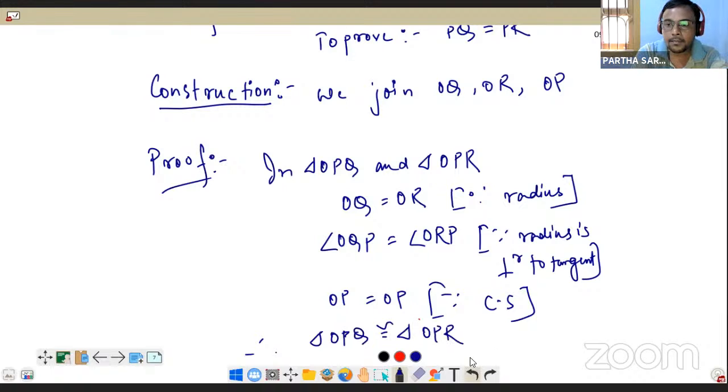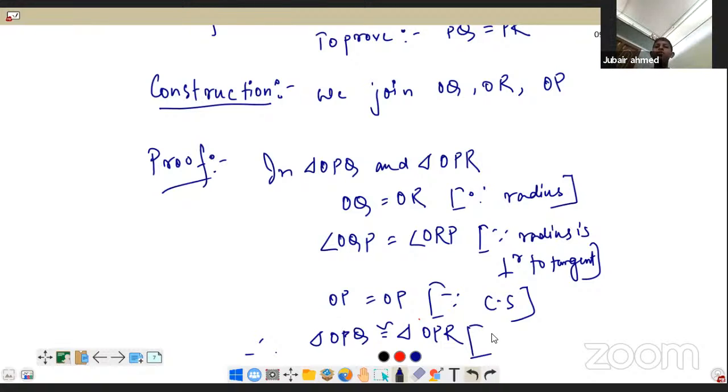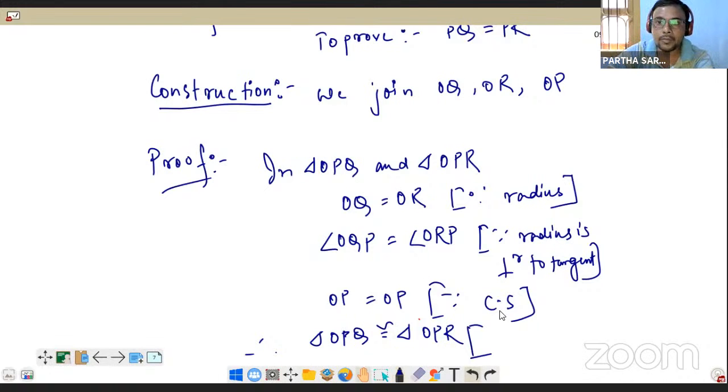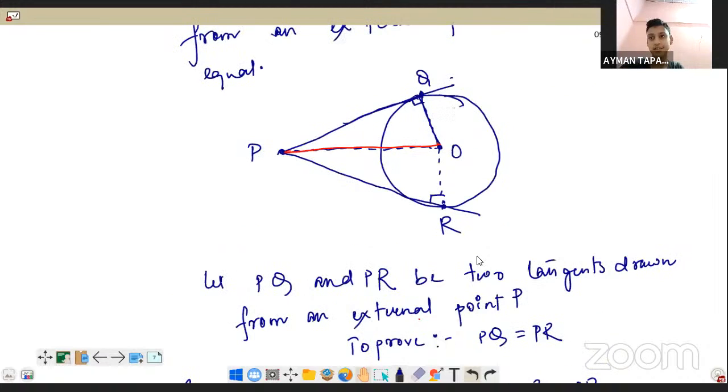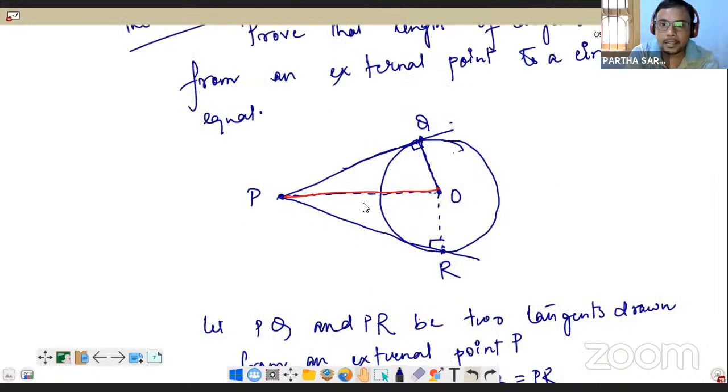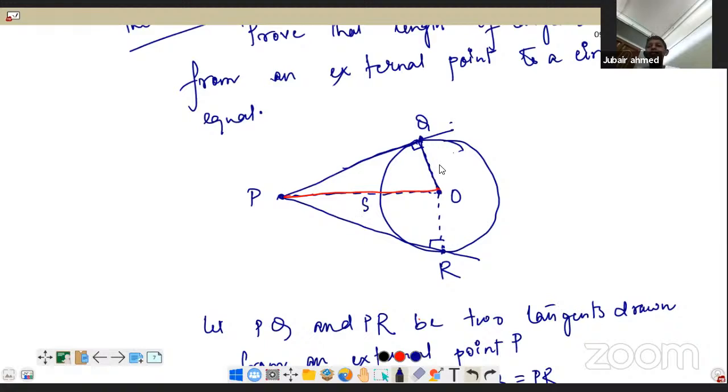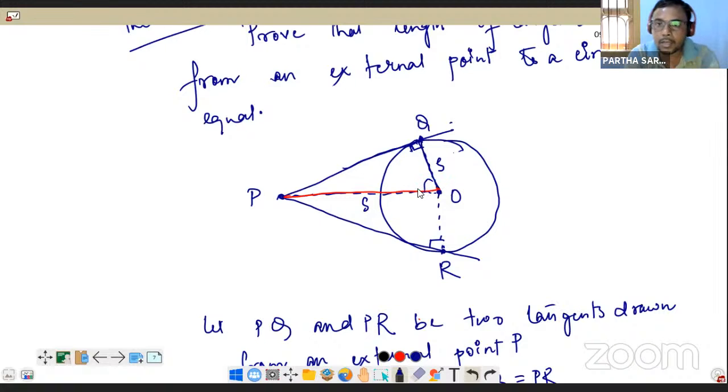For what reason? Can anyone tell me? Aman? Sir, side angle side. If you write side angle side, then it is wrong. Look very nicely at the diagram. RHS. Okay, listen, Zubair. This is the side which I have made equal, and the angle we got was not in the middle, at the common point. We got the angle outside, isn't it right?